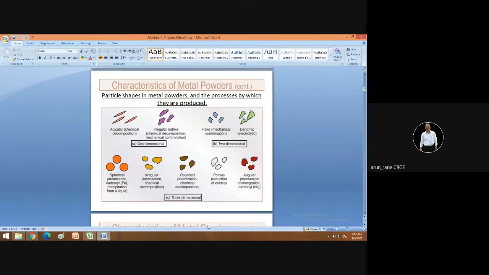What are the different particle shapes? Those who are interested in metallurgy can understand how the microstructure is. So different particle shapes are acicular, irregular, rod-like, flakes, which look like this, and dendritic. So every structure has properties associated with it.